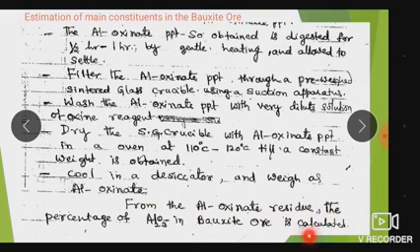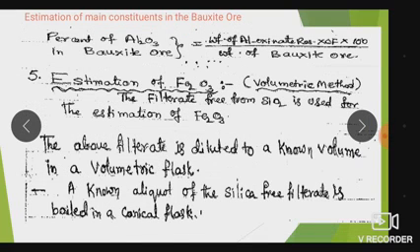From the aluminum oxinate residue, the percentage of Al2O3 in bauxite ore is calculated. Then the percentage of Al2O3 in bauxite ore is equal to weight of aluminum oxinate residue into conversion factor into 100, divided by weight of bauxite ore. In this way we can analyze the Al2O3 present in the given bauxite ore. Then second, estimation of Fe2O3 by volumetric method.